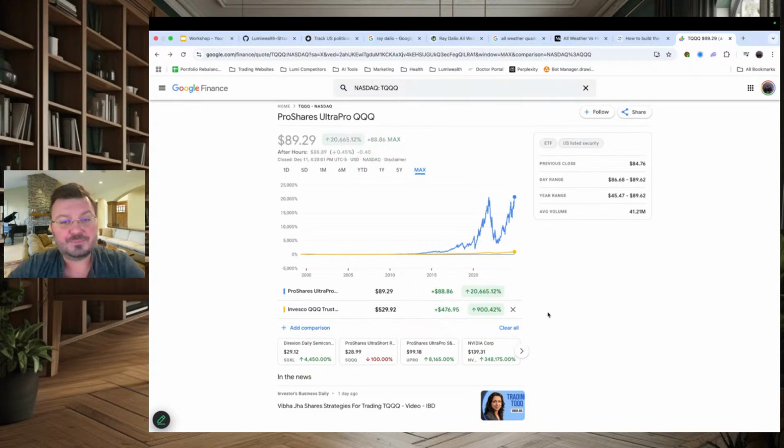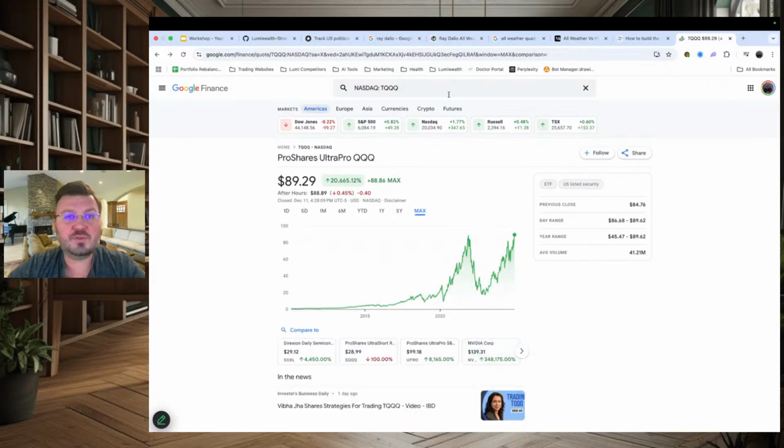So you can see here, over this time period, this is about a 14, 15-year time period, TQQQ is up 20,665%, 20,000% versus the NASDAQ, which is only up 900%. So we're talking about more than double the returns over this time period, and even using a shorter time period as well for the TQQQ. So you can see that this thing just really performs very well, right?